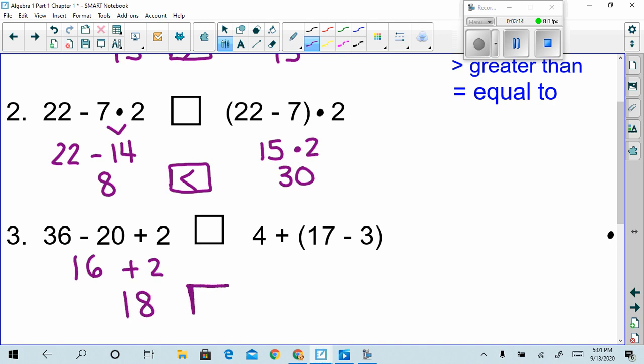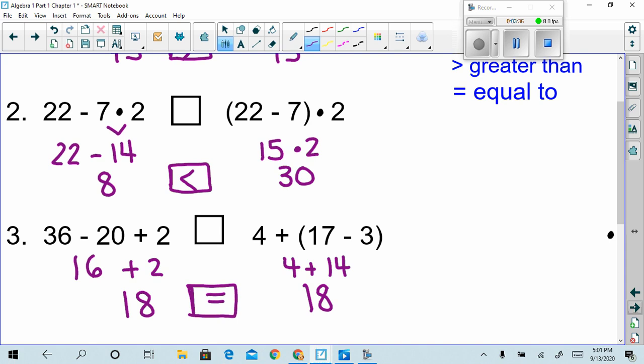Let's compare that to, let's do parentheses first. That's going to give me 17 minus 3 is 14. And when I simplify, 18 equals 18. We're going to be talking about ways to write equivalent expressions, and this is just a good warm-up of that.